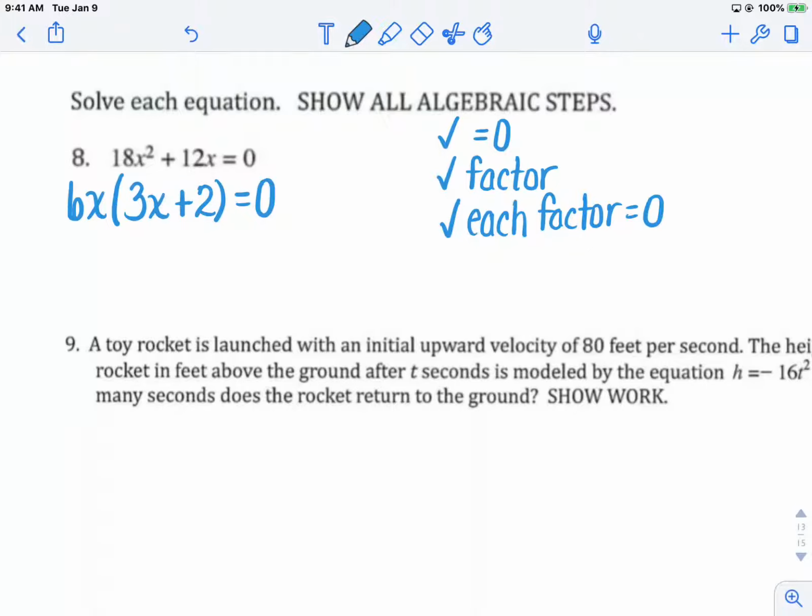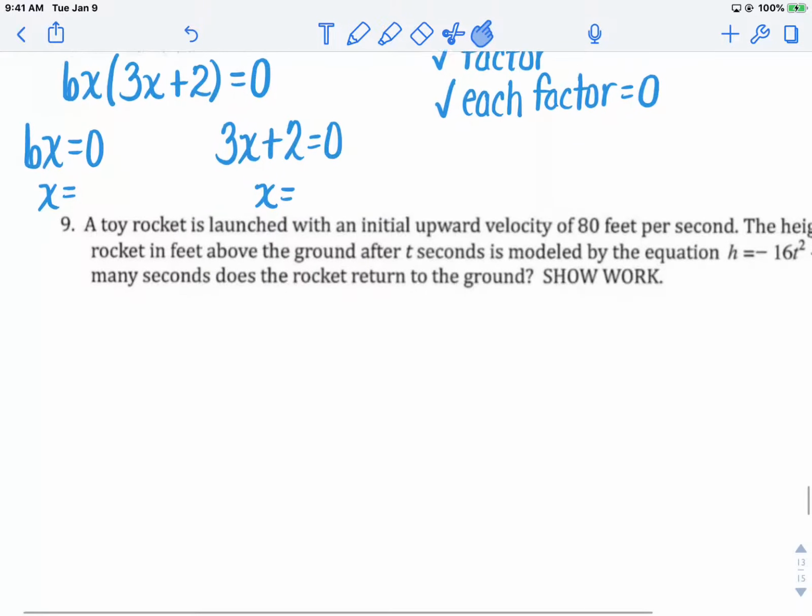Again, those are not my solutions yet. That's getting it to factored form. Then each factor, so 6x is one of my factors, that will get set equal to 0. And 3x plus 2 is my other factor, which will get set equal to 0. You're going to solve and get what your x values are from each of those as your 2 solutions. Pause the video and finish that one.